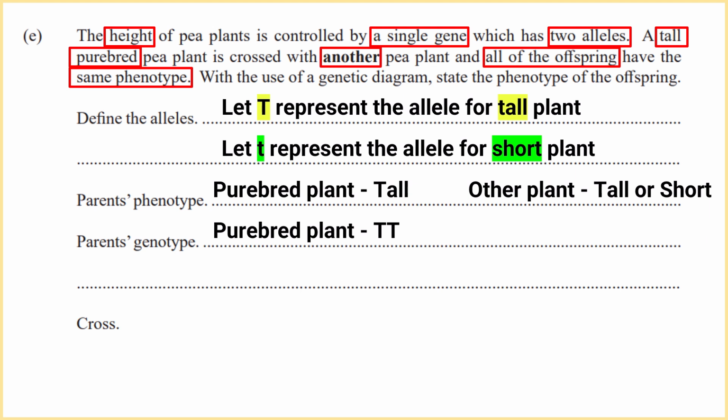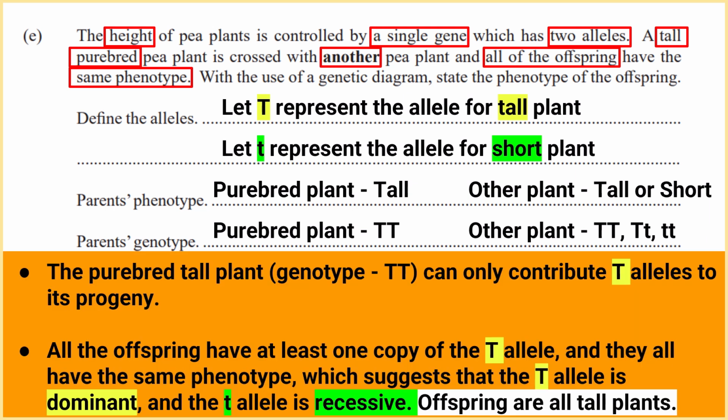Our other plant's genotype will vary based on its phenotype. If it's a tall plant, it could have a genotype of big T, big T or big T, small t. It could be homozygous or heterozygous. And if that other plant is a short plant, based on how we've defined our alleles, its genotype will be small t, small t.